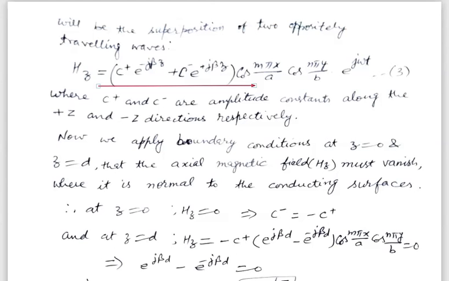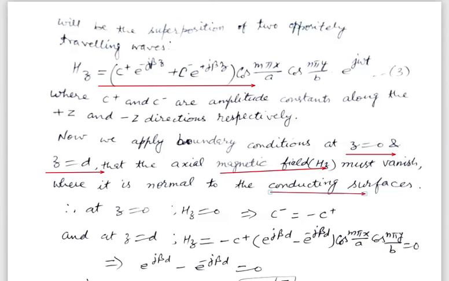The two boundary conditions will be applied at z equal to 0 and at z equal to d: the axial magnetic field Hz must vanish at these two planes where it is normal to the conducting surface. As we know, the two boundary conditions are: number 1, E tangential is always 0, and H normal is always 0 at the conducting metallic surfaces.